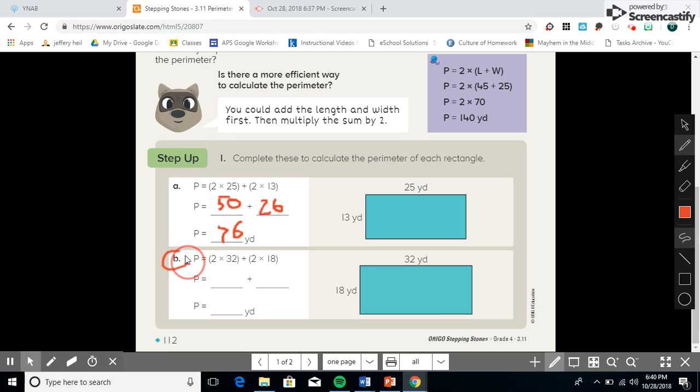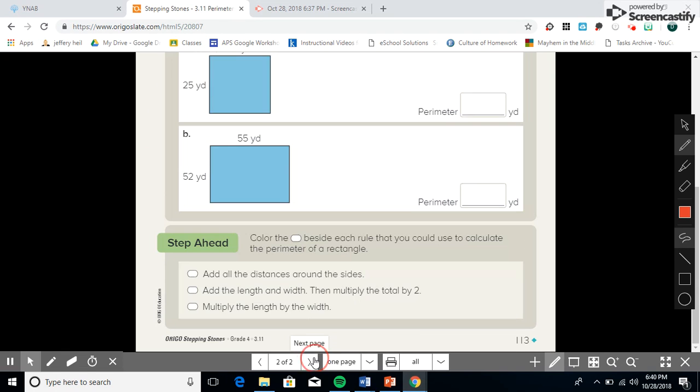Go ahead and do B on your own. Each step is lined up for you, so this one should be pretty simple.